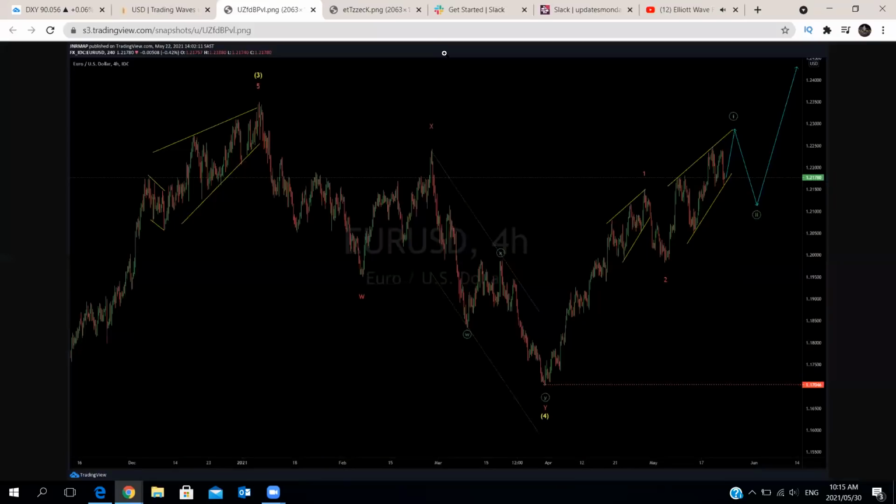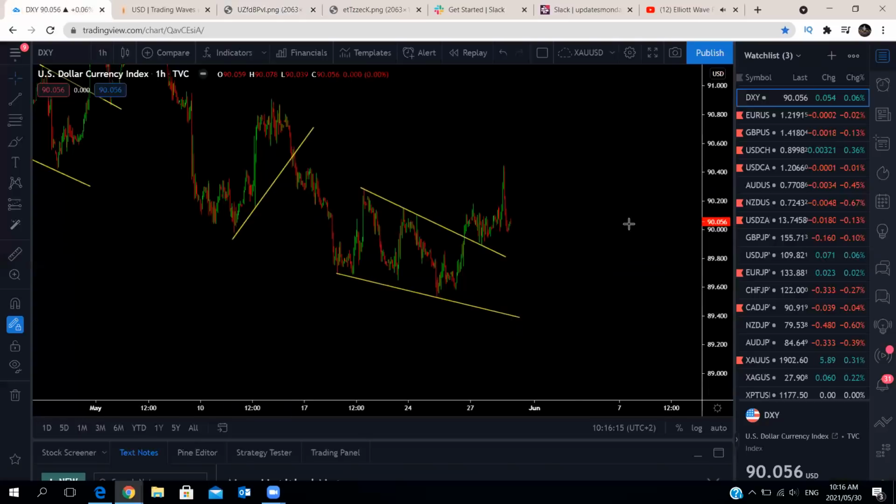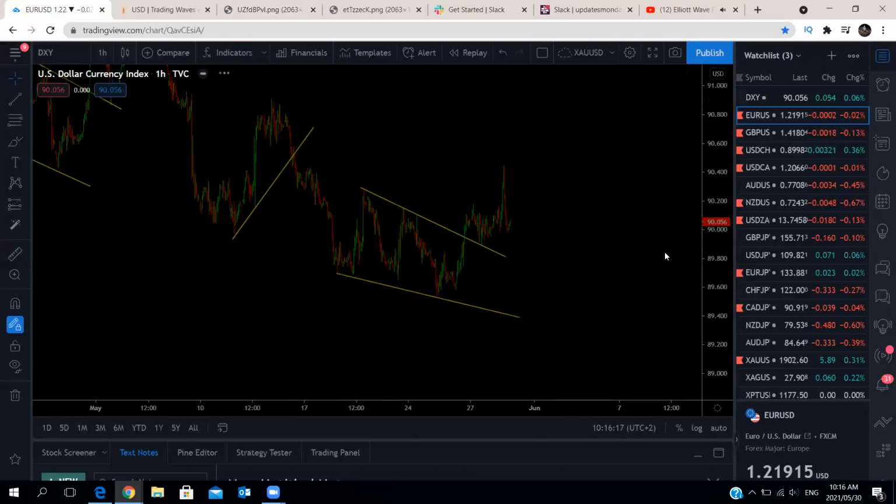So Euro US dollar, on the 22nd of May, this was the forecast. We expected a bit of a push to the upside, and then we expected that we're going to have a downside here and then continuation to the upside. How has the euro played out in the week, and what are we expecting going forward?